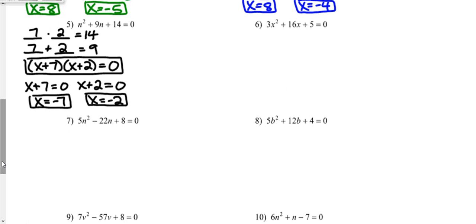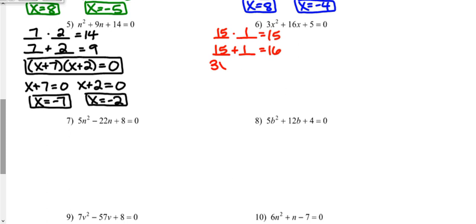Moving on to 6, first thing I'm going to do is look for a greatest common factor. 3, 16, and 5 are all not divisible by the same thing. So I'm going to go into the factoring process. So a times c would be 15, and then numbers that add to give you b, which is 16. So those numbers would be 15 and 1. And then I'm going to ask myself if I can use the shortcut, which I can't use because the a value is 3 and not 1. So we have to do the big process.